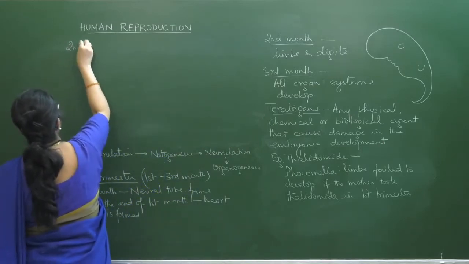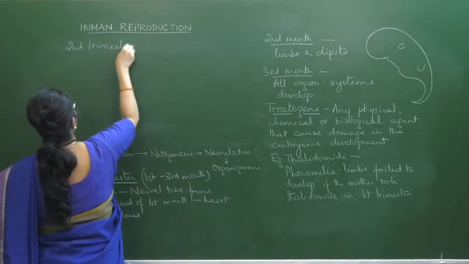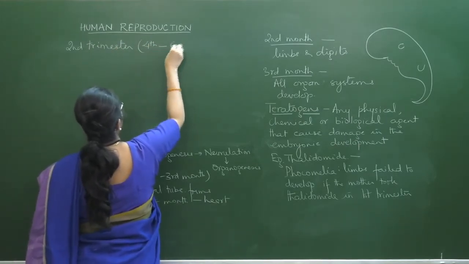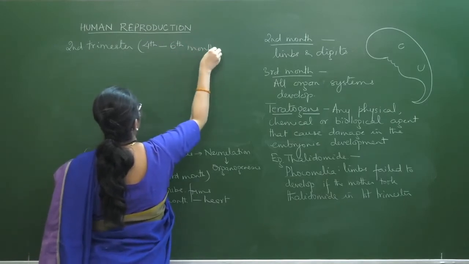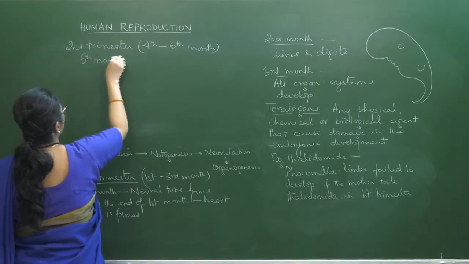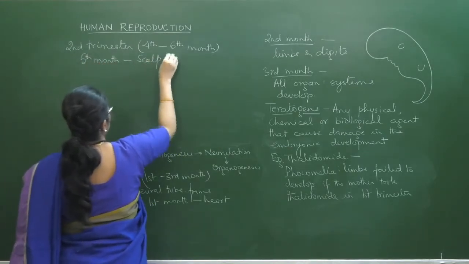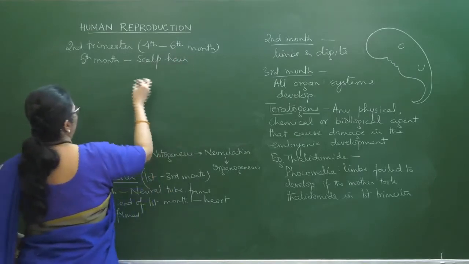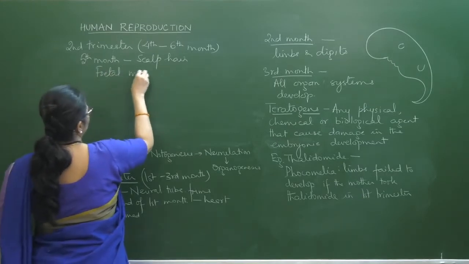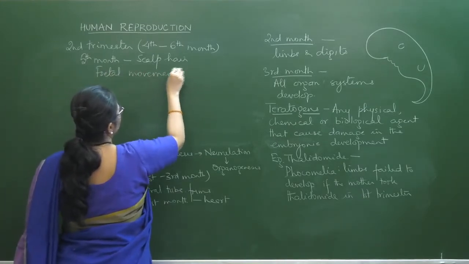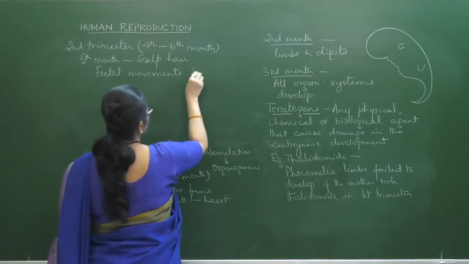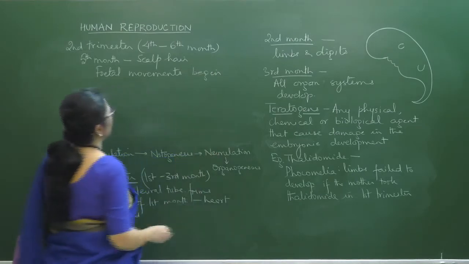The second trimester is from the 4th to 6th month, and once again NCERT has given for the 5th month: in the 5th month, the scalp hair develops, and fetal movements begin. The fetus moves within the uterus, of course inside the amniotic bag. So fetal movements begin in the 5th month.